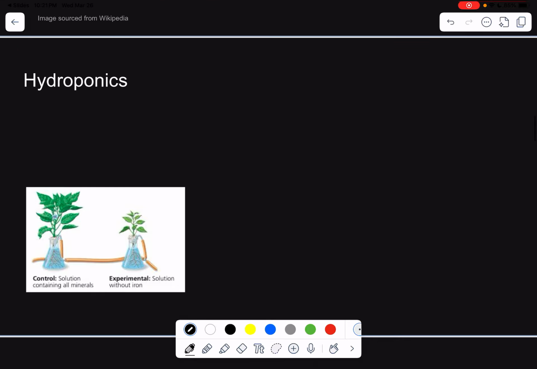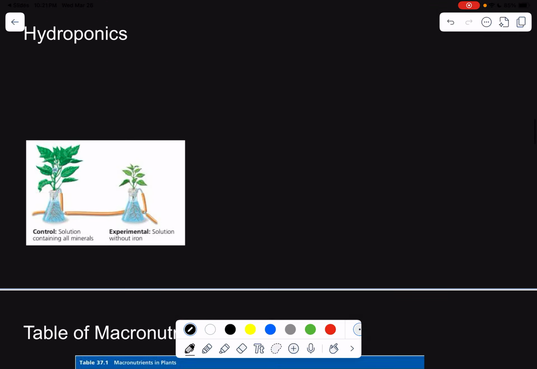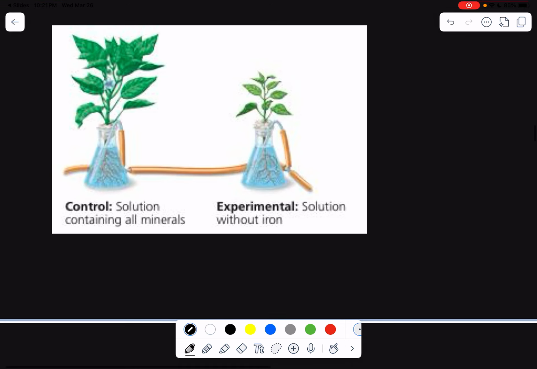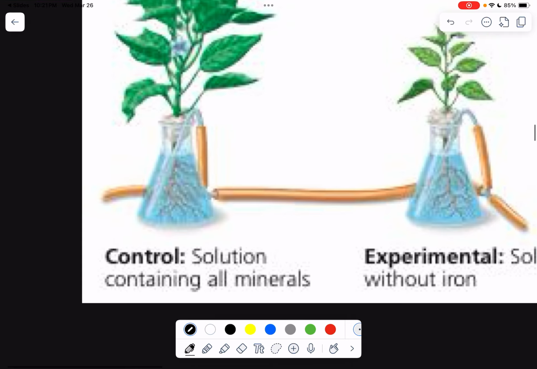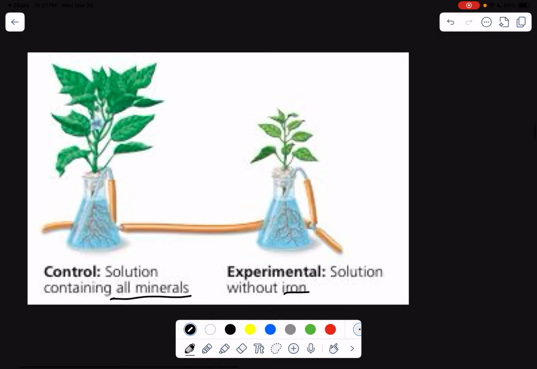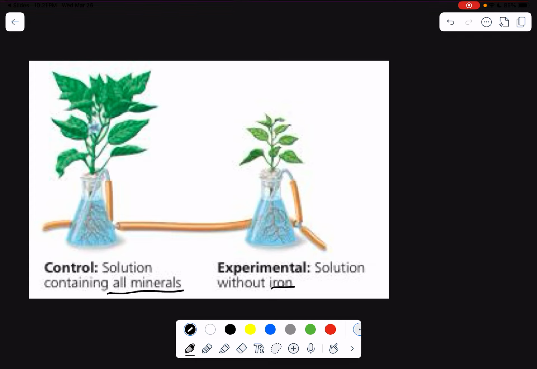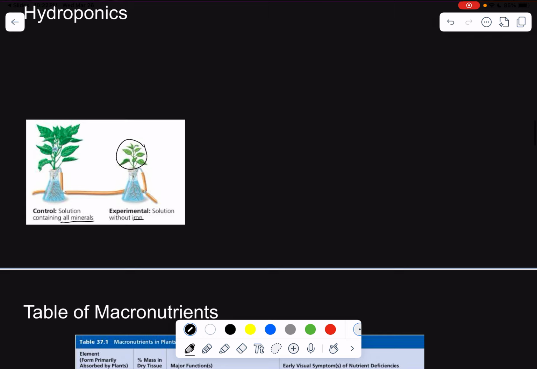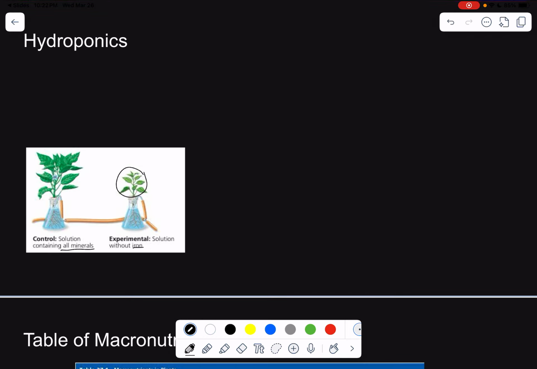To determine which chemical elements are essential, researchers will use hydroponic culture, where plants are grown in a mineral solution instead of soil. So, how you would test if a plant nutrient is essential is you would do a control solution with all the minerals, and then one without, let's say, iron. And so you see here, iron is an essential nutrient because its deficiency stunts the plant's growth.